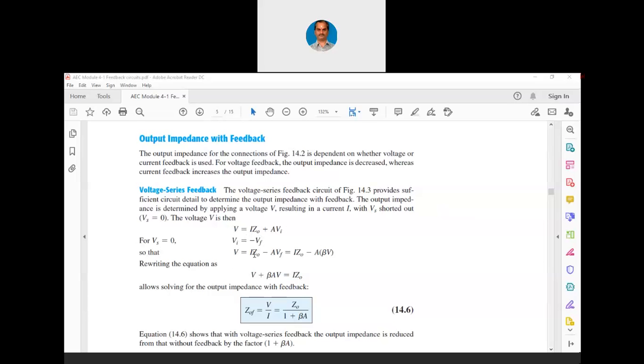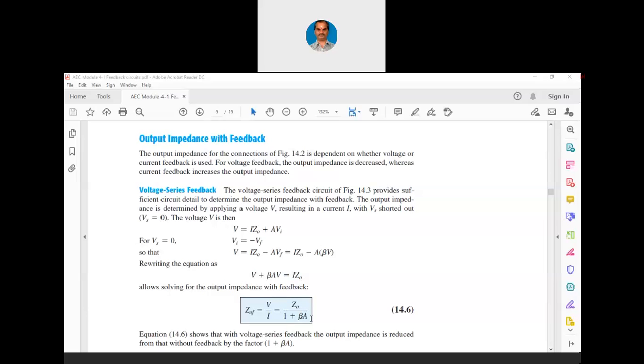Now, the voltage V is I into Z0 minus A into Vf, that is I into Z0 minus A into beta into V. Now, rewriting this equation, we can write it as V plus beta into A into V equals I into Z0. Now, let us find out the output impedance, that is ZOF, the output impedance with feedback. We get that ZOF is V by I equals Z0 by 1 plus beta into A. So, now you can see the output impedance with feedback is a fraction of open loop output impedance, and at the denominator you will see 1 plus A beta.